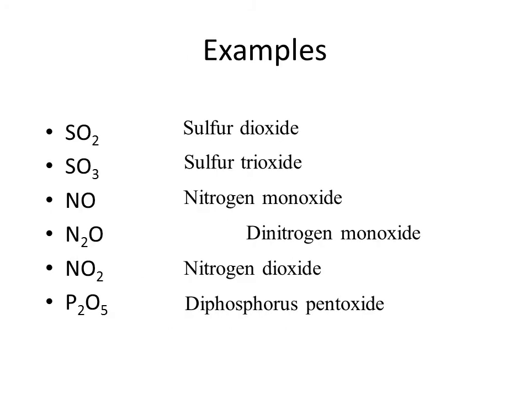So this first compound here is called sulfur dioxide. The next compound is sulfur trioxide. This compound is 1 nitrogen with 1 oxygen, so it's nitrogen monoxide. 2 nitrogens with 1 oxygen is dinitrogen monoxide. 1 nitrogen with 2 oxygens is nitrogen dioxide. And then this last one would be diphosphorus pentoxide.